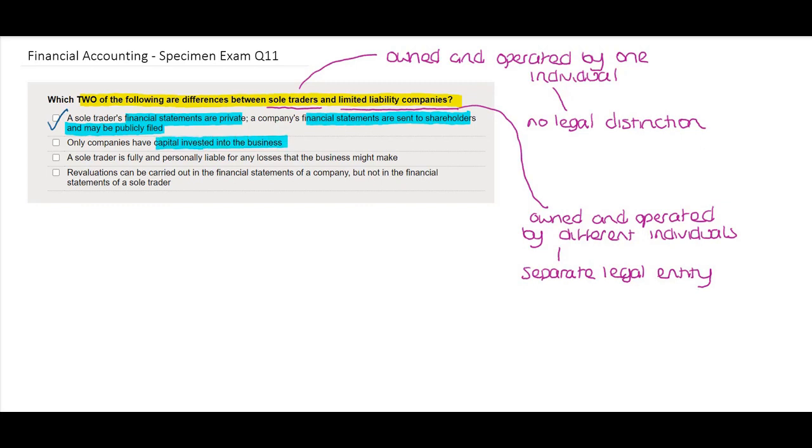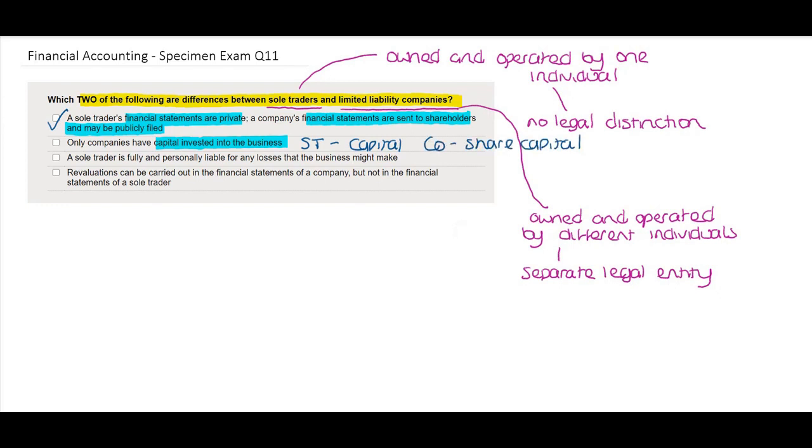The next statement says that only companies have capital invested into the business. This is not a correct distinction. All businesses will need some kind of capital injection at the very least. For our sole traders, it is referred to as capital, and for our companies, it's referred to as share capital.